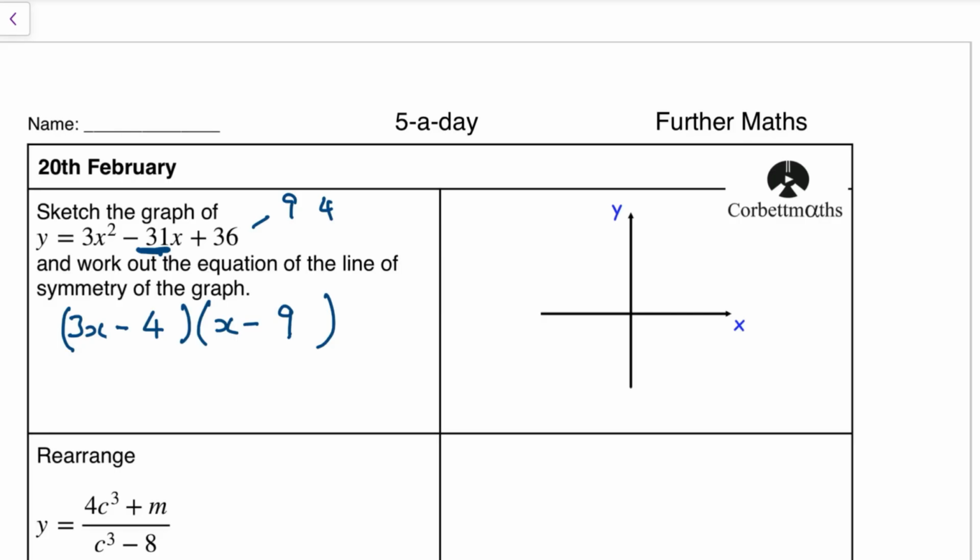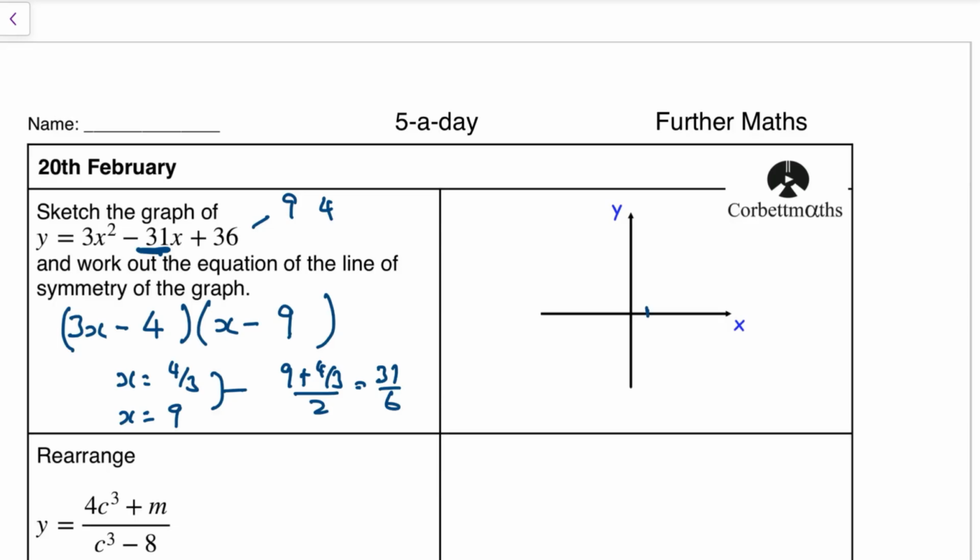So that means my roots to this are going to be x equals 4 over 3 and x equals 9, which means the midpoint, in other words, the line of symmetry, is going to be halfway between these, which is going to be 9 plus 4 over 3 divided by 2. Well, 9 plus 4 over 3 divided by 2 is going to give me 31 over 6. Not the easiest of numbers, but okay. Which means my line of symmetry is 31 over 6.